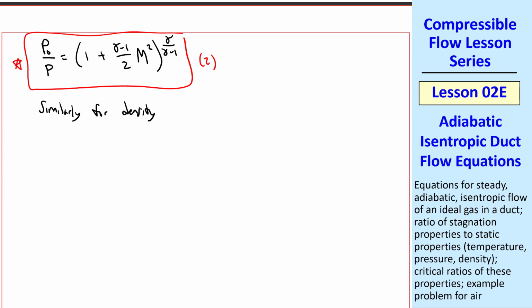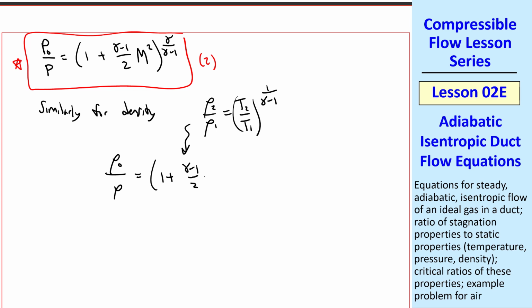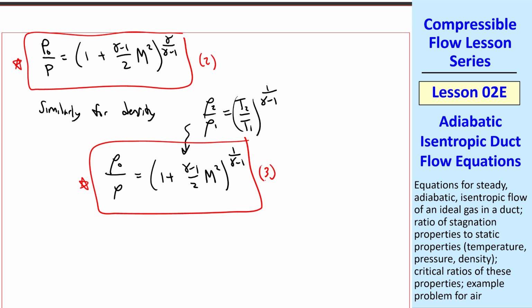Similarly for density, rho 2 over rho 1, as you may recall, is T2 over T1 raised to the 1 over gamma minus 1. And if we do the same kind of algebra we just did, using rho 0 for rho 2 and rho in general for rho 1, we get rho 0 over rho equals 1 plus gamma minus 1 over 2 M squared raised to the 1 over gamma minus 1. I'll call this equation 3.